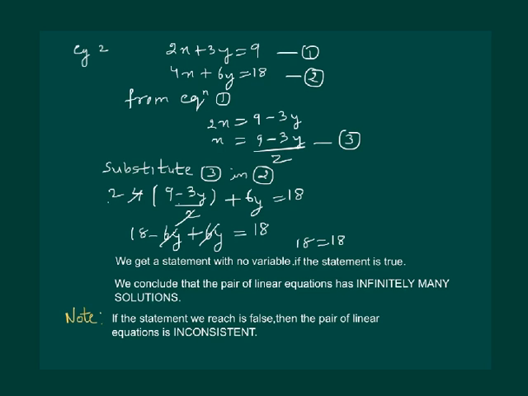Now suppose the statement we had reached was false. Then if the statement we reach is false, then the pair of linear equations is inconsistent. That means they will not have any solution.